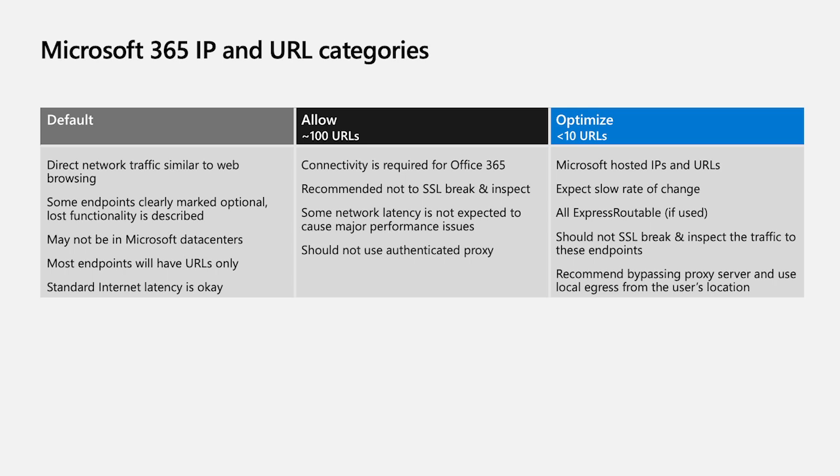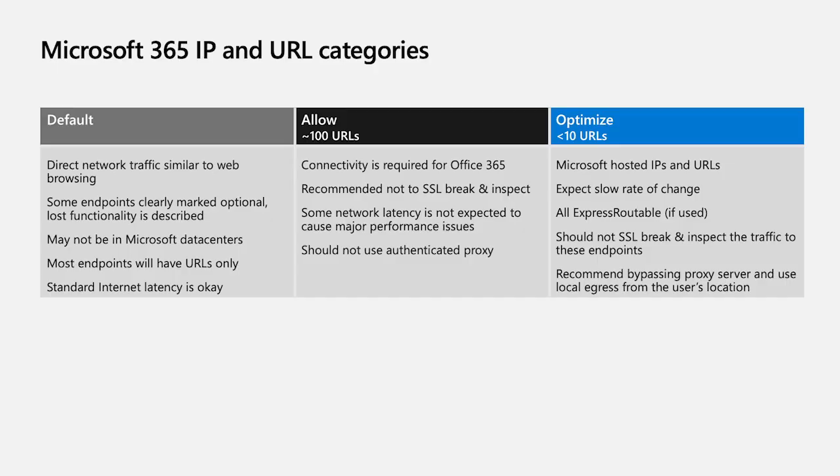And then the optimize category is where you really want to focus your effort when you think about traffic differentiation and trying to treat traffic differently to optimize that end user experience. This is a very small set of endpoints, both in terms of the number of URLs as well as the number of IP prefixes that exist in the category. Everything within this category is 100% hosted by Microsoft within our infrastructure, and so we can make very strong assertions around the trustworthiness of that infrastructure.